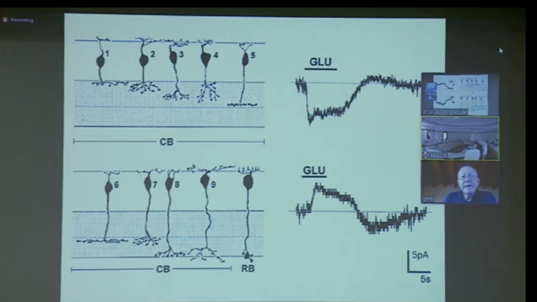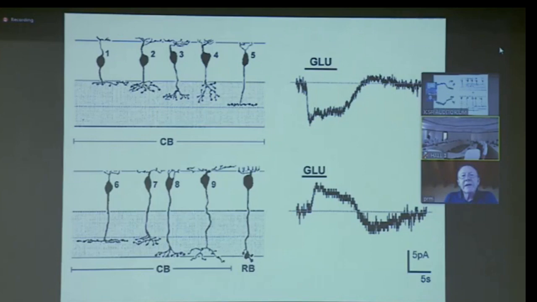Here's another set of bipolar cells, and these cells express a different kind of receptor. In this case, we're pumping glutamate on, and you can see here that the glutamate release is increased. That is, then these cells are depolarized. So these are on-type bipolar cells. They're depolarized by glutamate, and they respond to light onset.